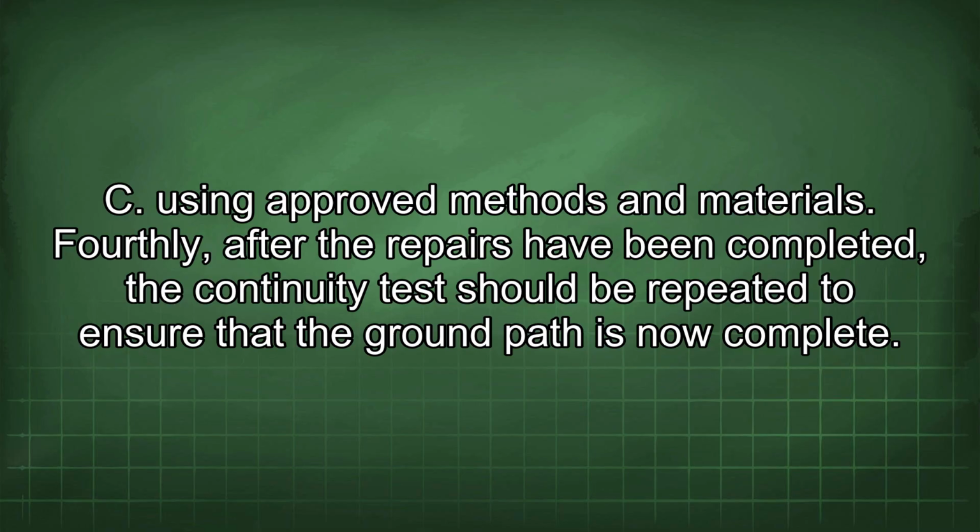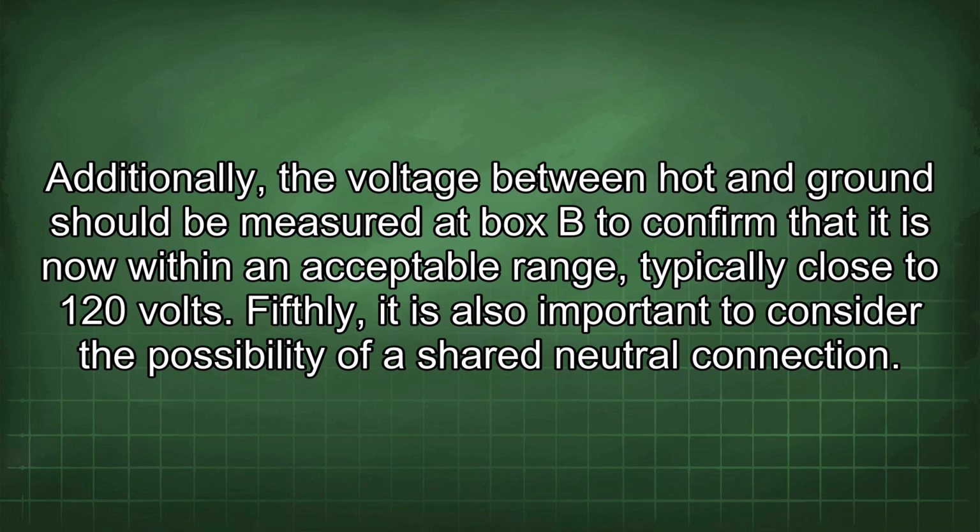Fourthly, after the repairs have been completed, a continuity test should be repeated to ensure that the ground path is now complete. Additionally, the voltage between hot and ground should be measured at Box B to confirm that it is now within an acceptable range, typically close to 120 volts.